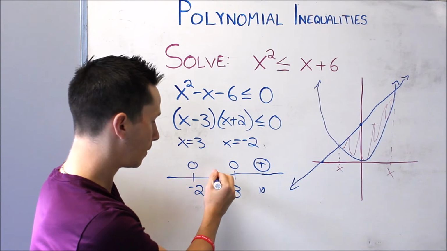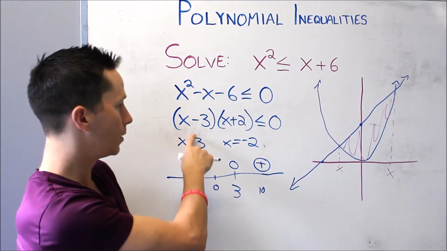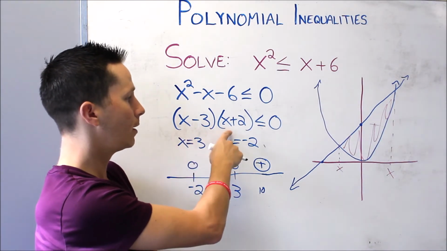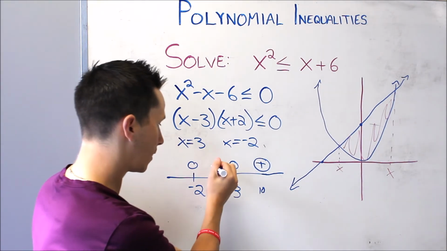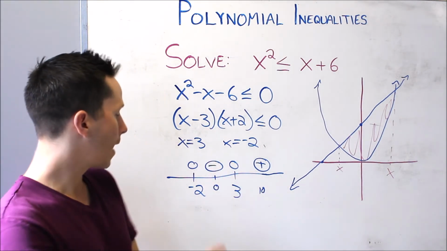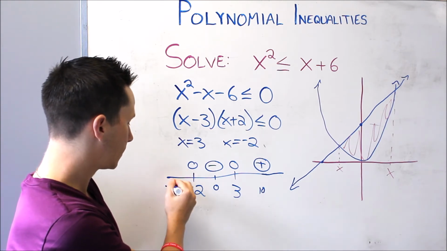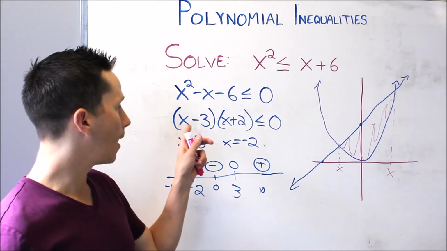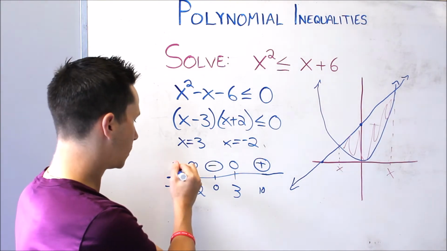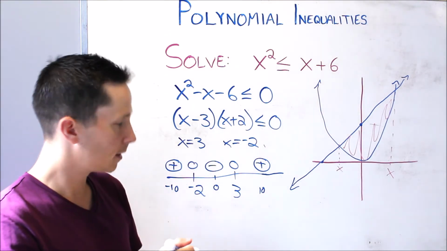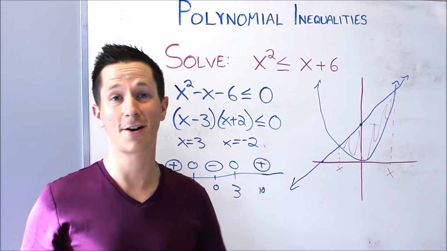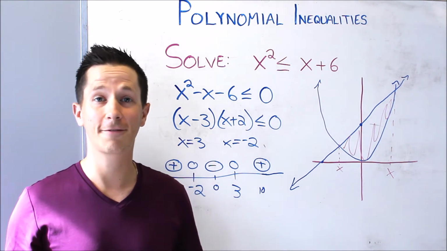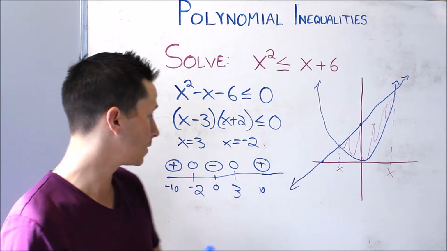If I plug in something in between these two, let's say 0 for x, I'll get negative 3 times positive 2, which is a negative. Negative times a positive is a negative. So that's negative. And if I plug in, say, negative 10, I get a negative times a negative, which is a positive. Now we go back to the sign and say, well, we wanted all the values where it's less than or equal to 0. So those are all the negative values, or where it's equal to 0.